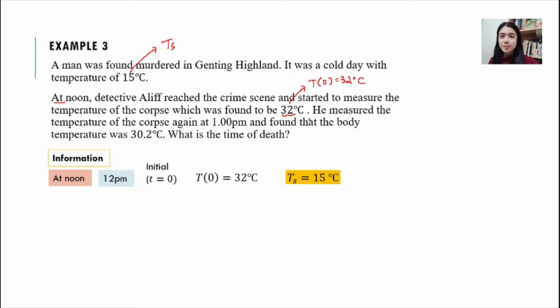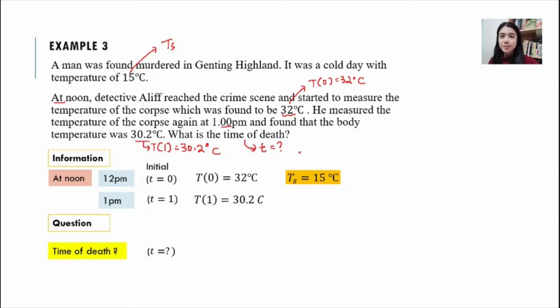Now that is what we have. And then he measures again at 1 p.m. So at 1 p.m., that is your time, it's actually equal to 1 hour. He found that the body temperature was 30.2 degrees Celsius. That is the temperature at time equal to 1 hour, which is equal to 30.2 degrees Celsius. So that is what we have for the information. What is the time of death? That is our question. I'm interested to know the time. That is your T, which is actually a question mark.